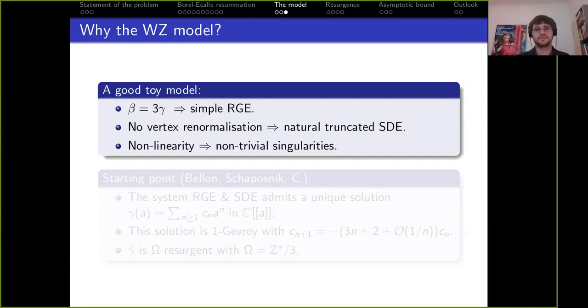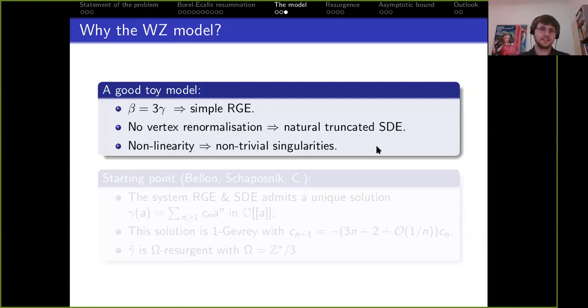And first, supersymmetry really helps a lot. I already pointed out that since you don't have vertex renormalization, you have natural truncation of Schwinger-Dyson equations. You can deal with only one equation instead of a tower of equations. So it's much nicer. Another nice fact about supersymmetry is that the beta function is just the gamma function times 3. So the renormalization group equation is actually fairly simple. So those two arguments tell you this is a good toy.